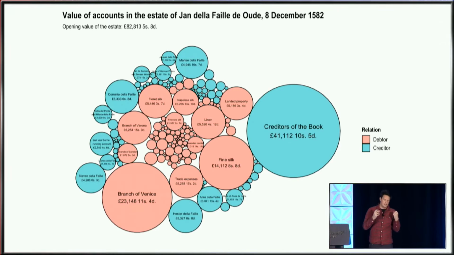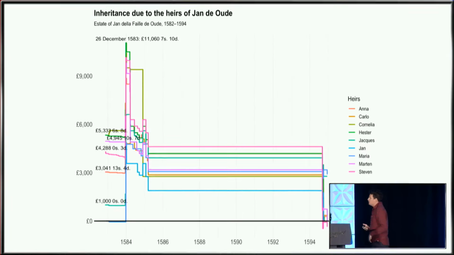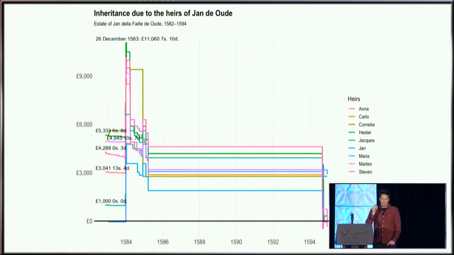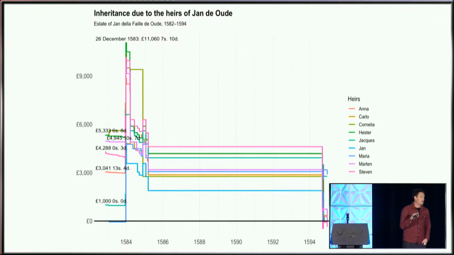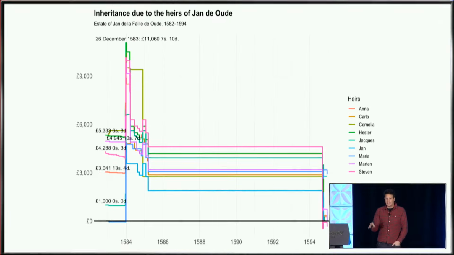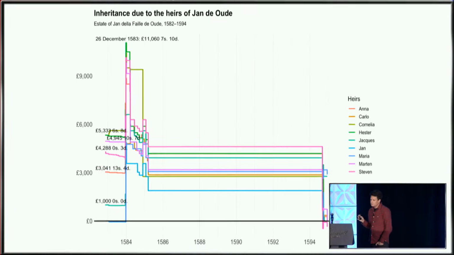41,112 pounds, 10 shillings, 5 pence. And remember, the pence matter because they had to be equally divided. Here you just have a little line chart showing how and when the 9 heirs received their inheritance. This is my version of a financial chart, but it goes over many years.